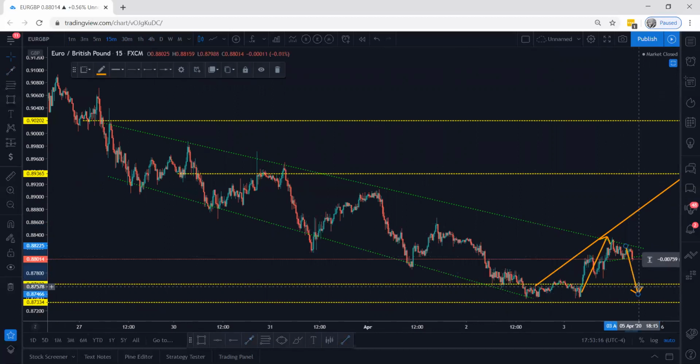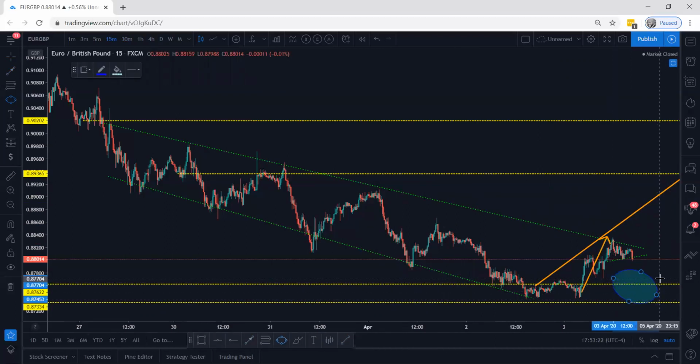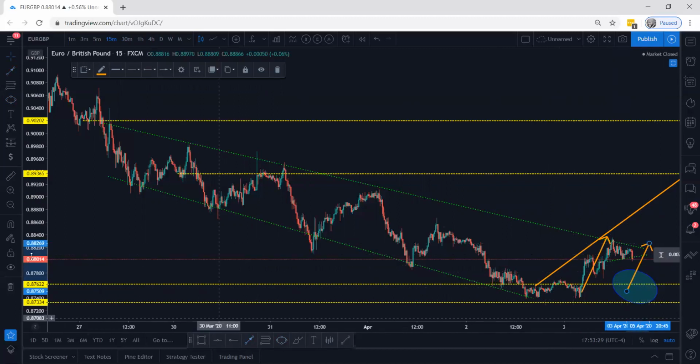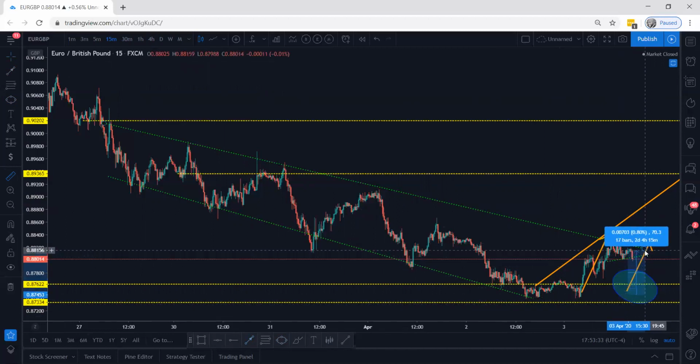So my thought, watch for this to pull down. Watch in this area. Enter a buy. You can scalp it to the top of that descending channel, which would be about 70 pips. Or you can hold on to it and wait for the breakout for it to make its move to the upside.